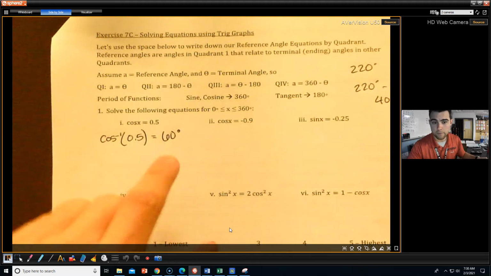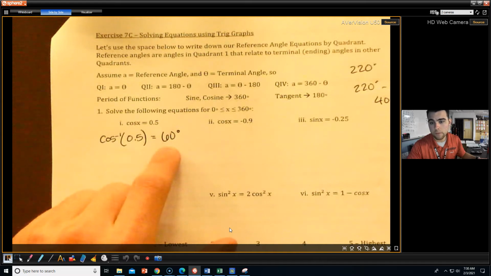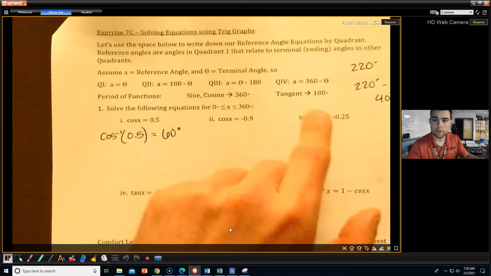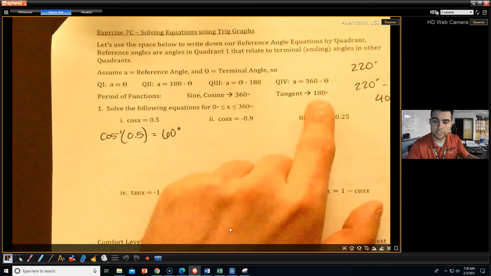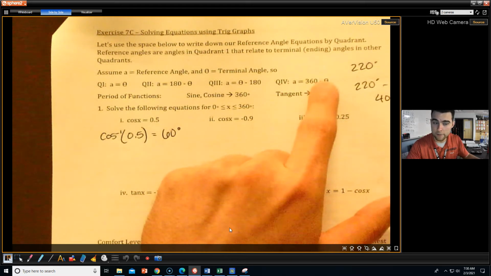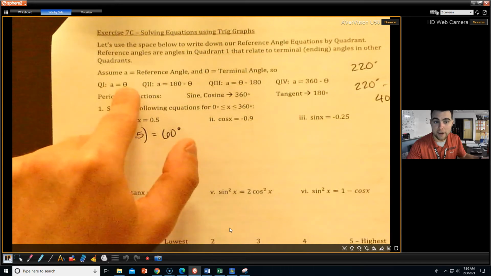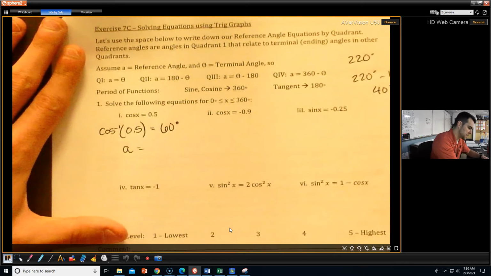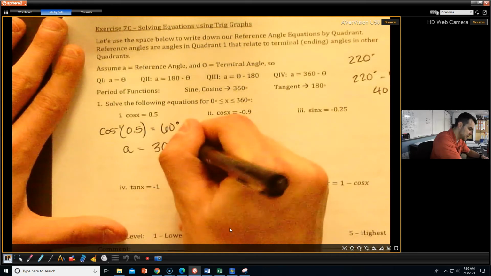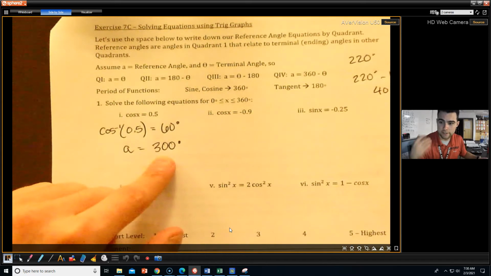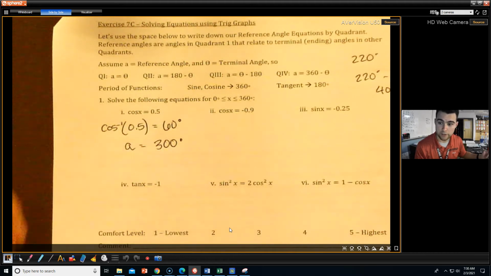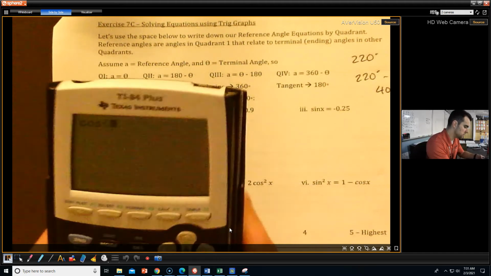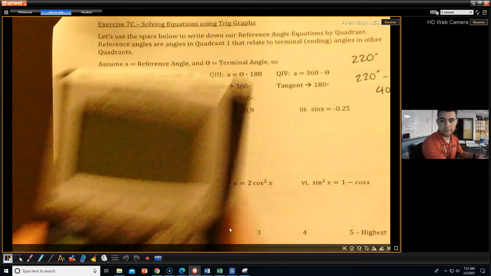So what I do is I take this guy right now, and this is like my terminal angle, you could say. I'm going to plug this in for theta right here, because in quadrant 1, the alpha is equal to theta. So my angle is going to be 360 minus 60, so I get 300 degrees. That is also where I get my 1/2 from. If you take the cosine of 300 degrees, you should end up getting your 0.5 back.